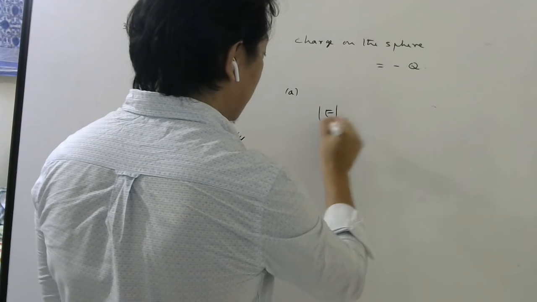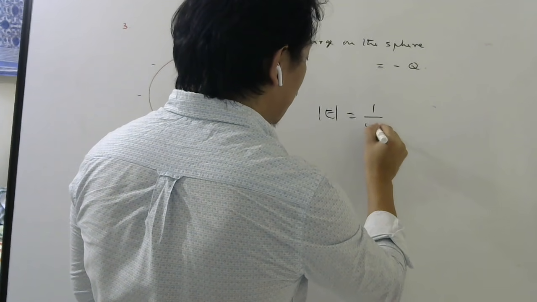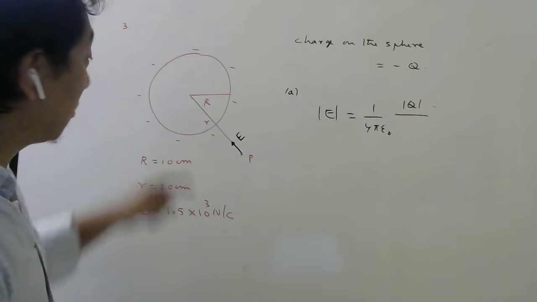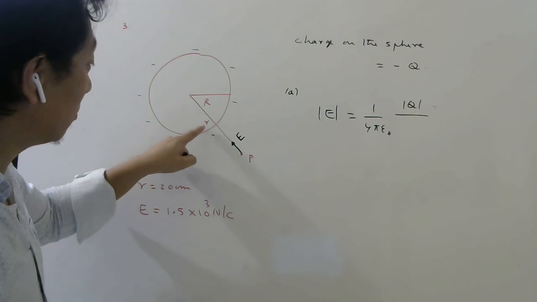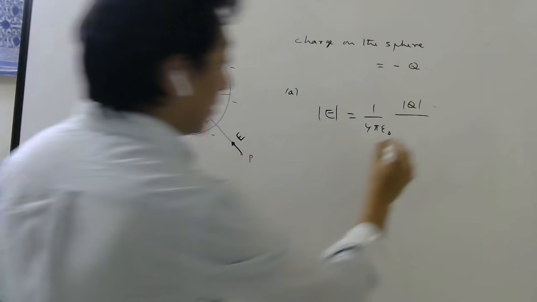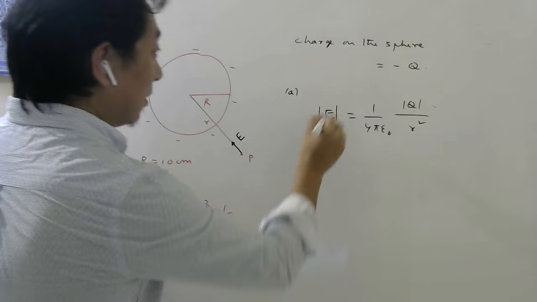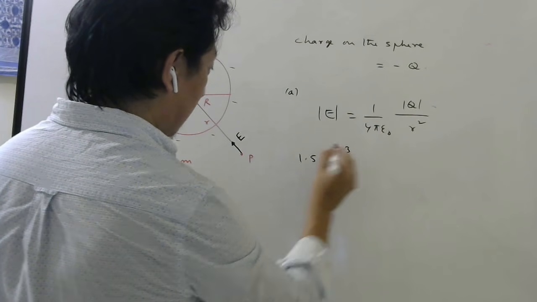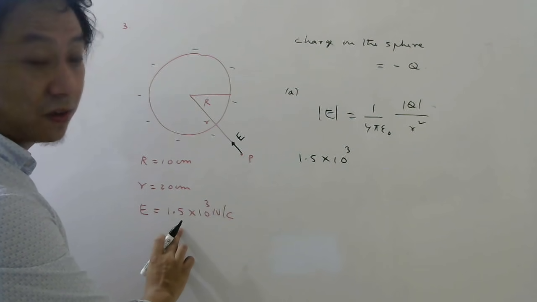Okay, the magnitude of the field is 1 by 4 pi epsilon naught, q by r square. Which r was there? From the center to the point, which is small r, not capital R. So small r square. Now, what is the electric field value? 1.5 into 10 power 3. They have given you the electric field value.